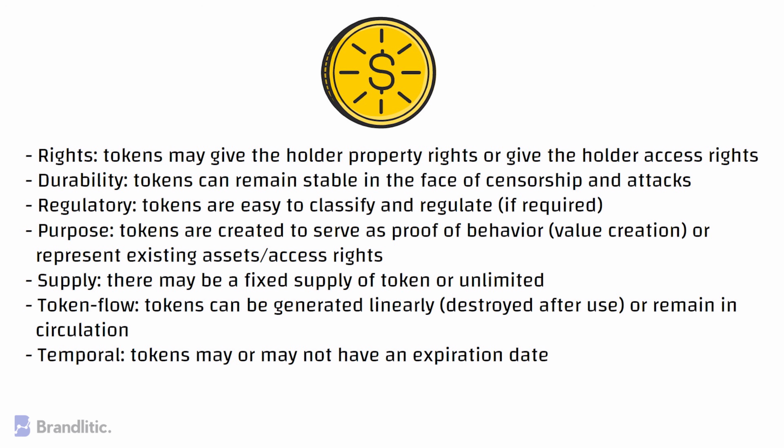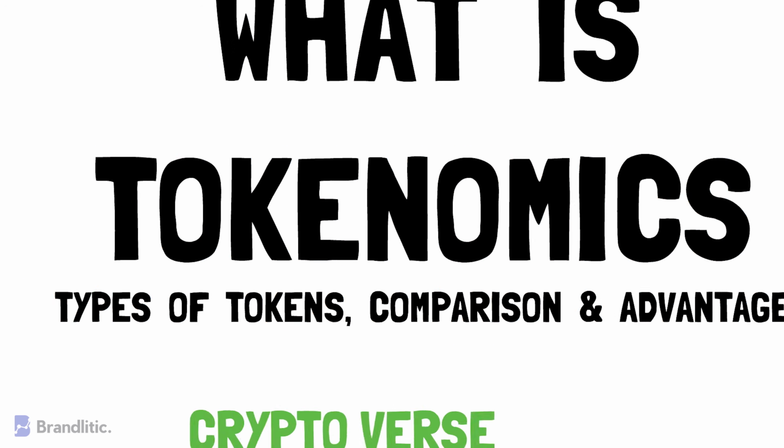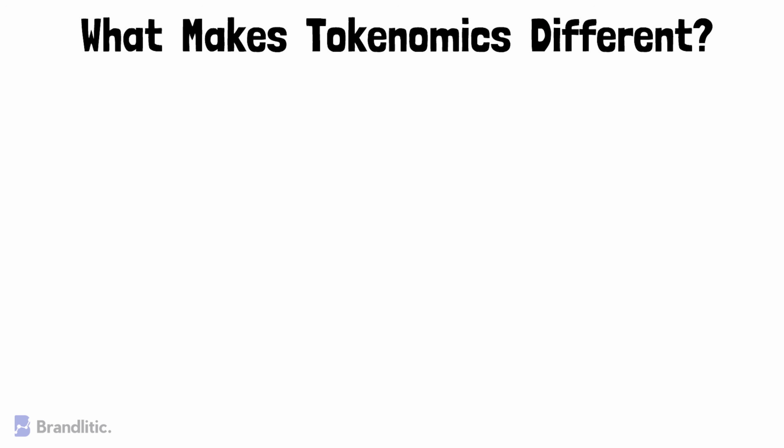Number 4, purpose, wherein tokens are created to serve as a proof of behavior or value creation or to represent an existing asset or access right. Number 5, supply, wherein we offer a fixed supply of tokens or sometimes unlimited. Number 6, token flow, wherein tokens can be generated linearly and destroyed after use or remain in circulation. Last but not the least, temporal, wherein tokens may or may not have an expiration date. Next, let's discuss what makes tokenomics different.